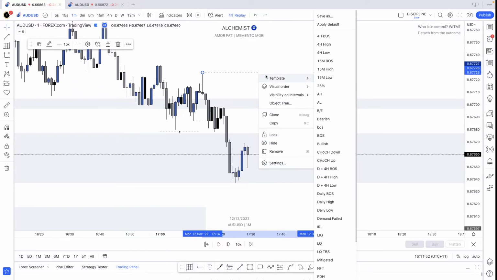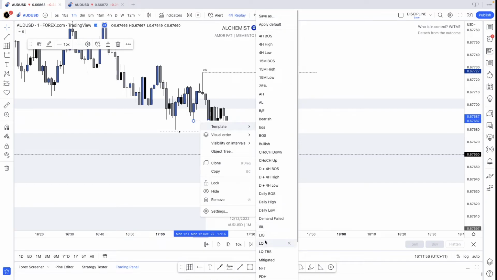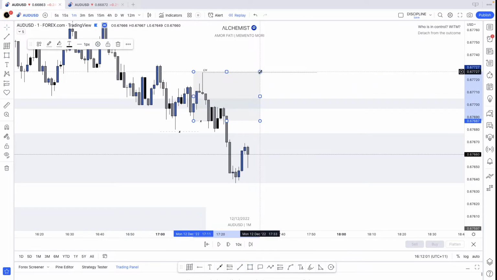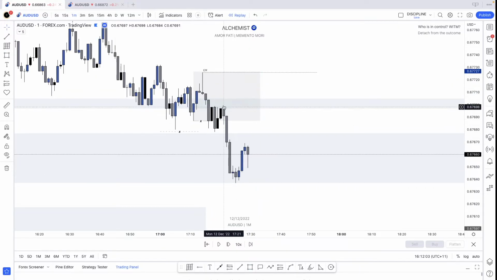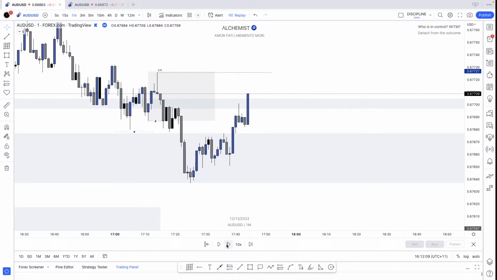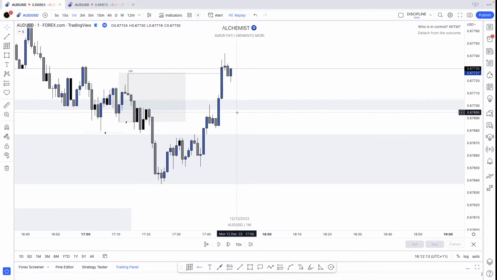So let me just mark it out correctly. That would be our chalk up. And this here would be that last point of supply. So I'll just mark it out for you. This here would be that last point of supply that created this lower low. So we need to see that fail before we look to take a long. Okay, so now we have seen that fail here.